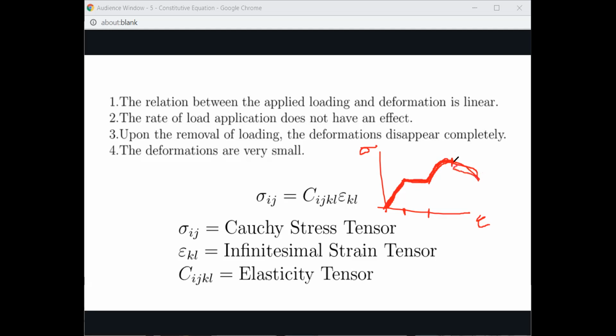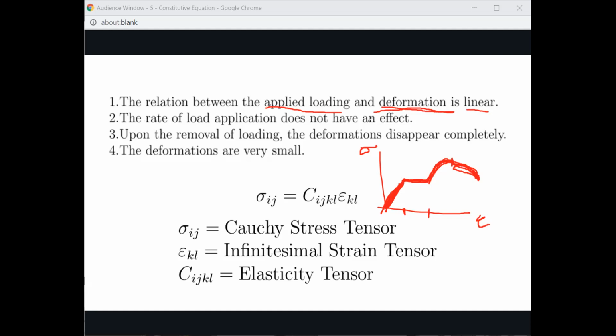and starts to neck and reduce its cross-sectional area. Okay, so I hope you still remember this stress strain curve. And for this class, as I've said, we will focus on this part, this elastic region part. And as you can see, the relationship between the applied loading or the applied stress and the deformation, you can think of it as the strain, is linear.